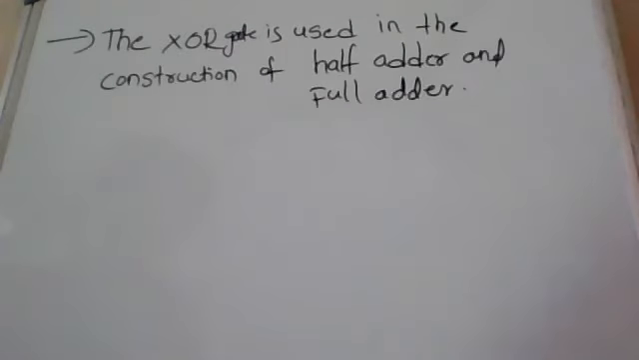XOR gate output is Y equal to A exclusive operation B. This we can also write as Y equal to A complement dot B plus A dot B complement.